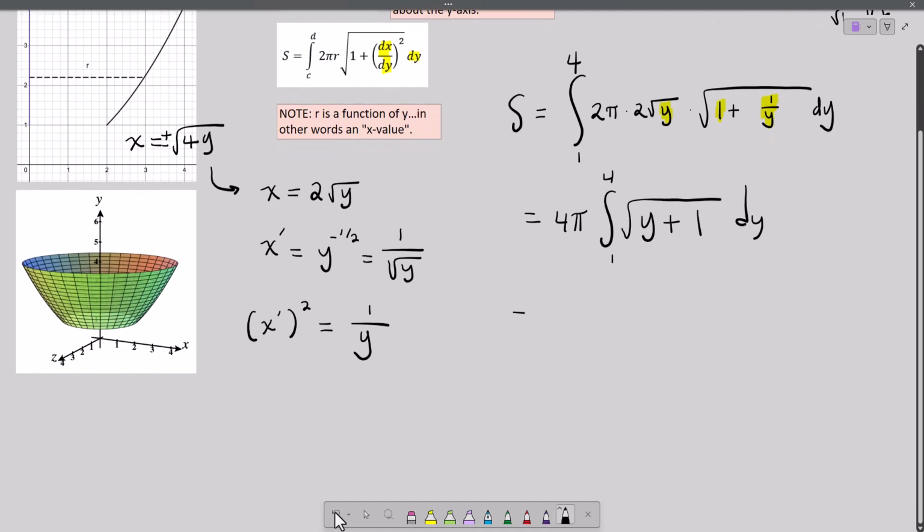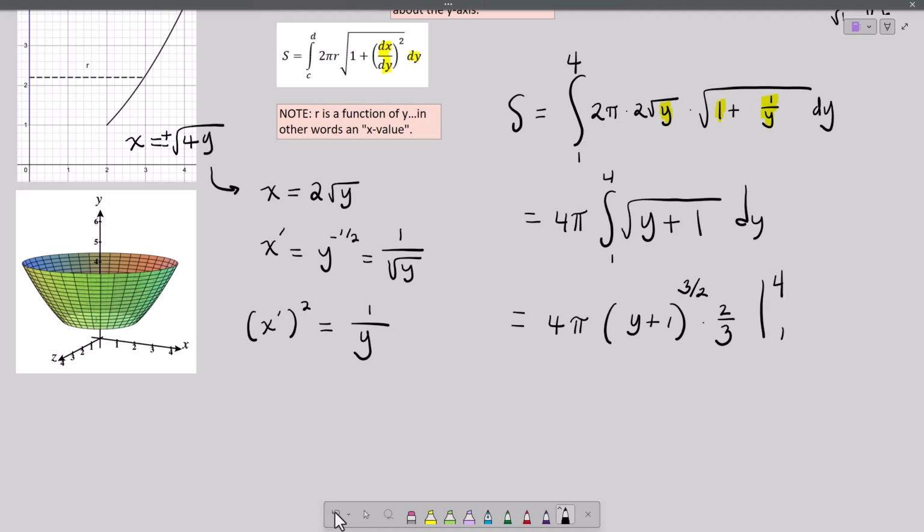And what is the derivative of y plus 1? The derivative of y plus 1, this is linear. So when we do reverse chain rule, we always have to ask, what's the derivative of the linear expression? The derivative here is just 1. So when we do our division, you don't even see it. Dividing by 1 is invisible. So we add 1 to this exponent, and that's where we get the 3 halves. We divide by 3 halves, and then technically divide by 1 because the derivative of y plus 1 is 1, but we don't have to write it. And then this is going to go from 1 to 4.